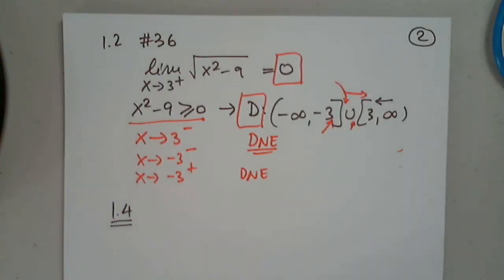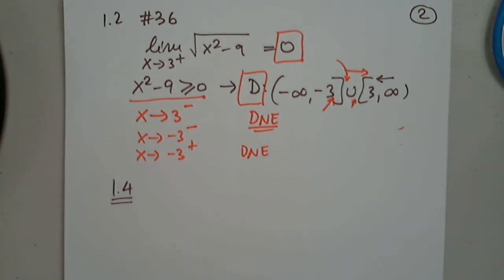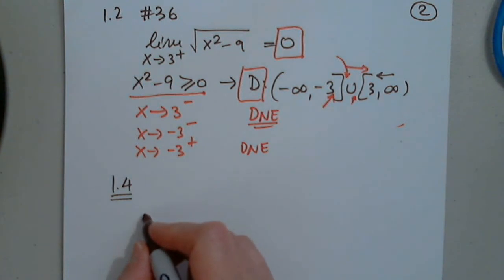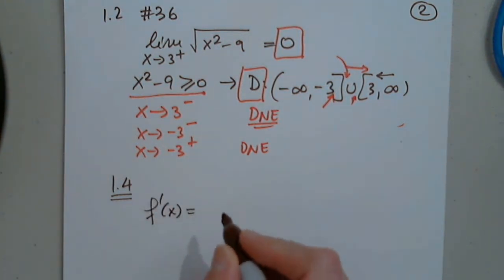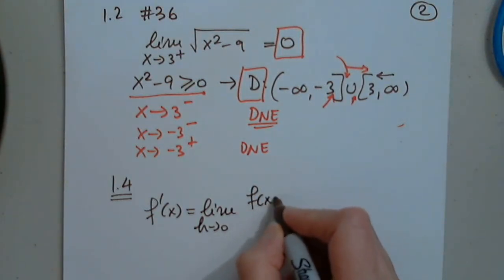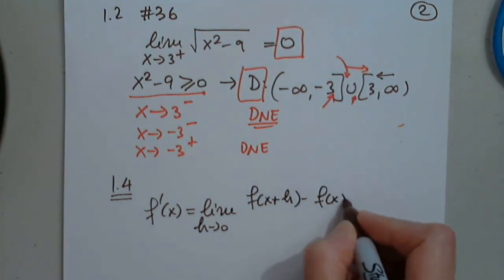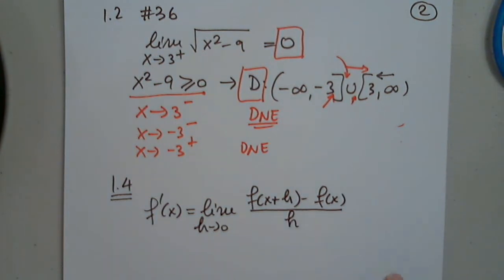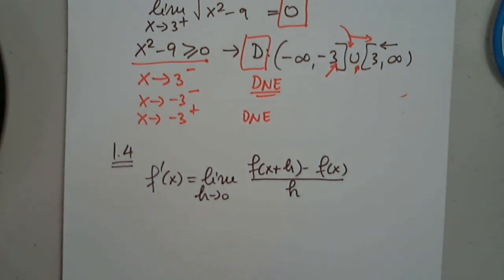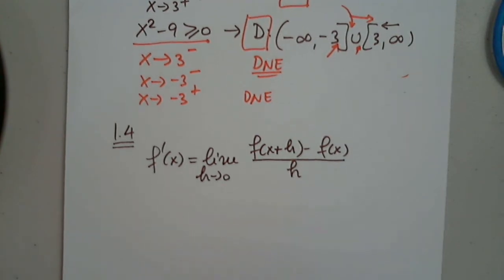So before I recycle this, I'm going to write what we wrote last time. f prime of x is the limit as h approaches 0 of f of x plus h minus f of x, divided by h. We're going to look at some very important functions, but before that, I would like to discuss one important topic.